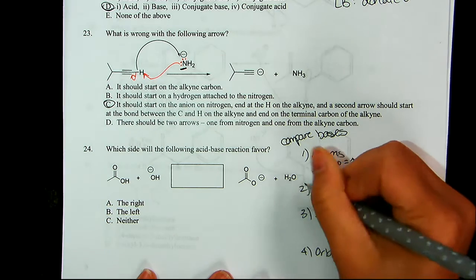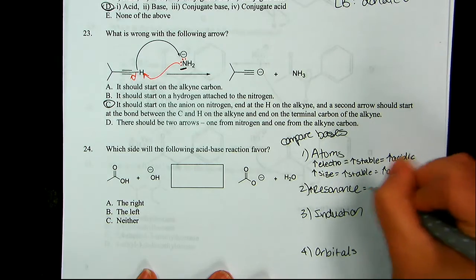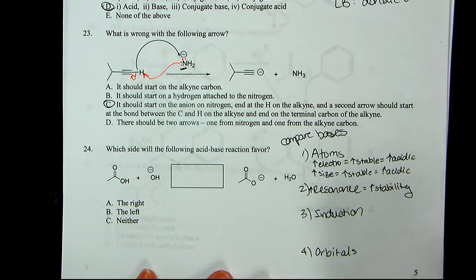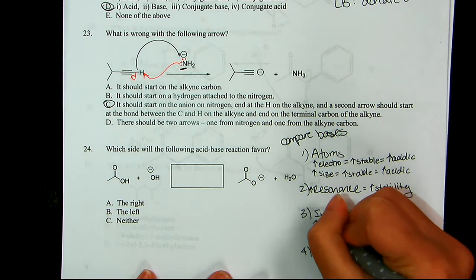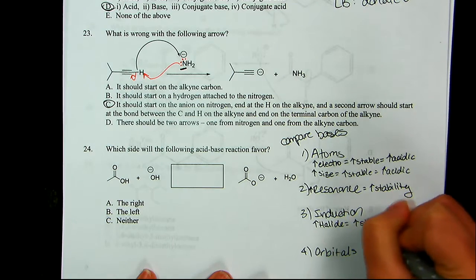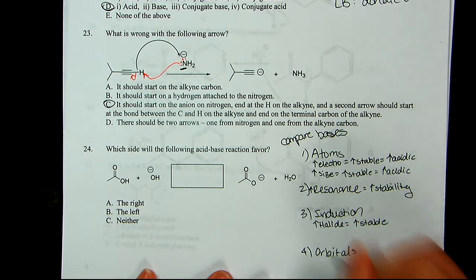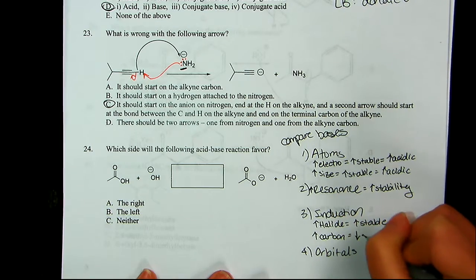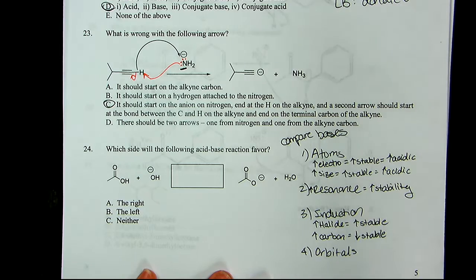So same thing with resonance. If you have an increase in resonance structures, you have an increase in stability, and the rest of the trend follows. With inductive forces, you have two types. You have halide inductive forces, and that's going to increase the stability. Another inductive force that you have is carbon inductive forces. If you have carbon inductive forces, you're going to decrease the stability, which means it's going to be less acidic and more basic.